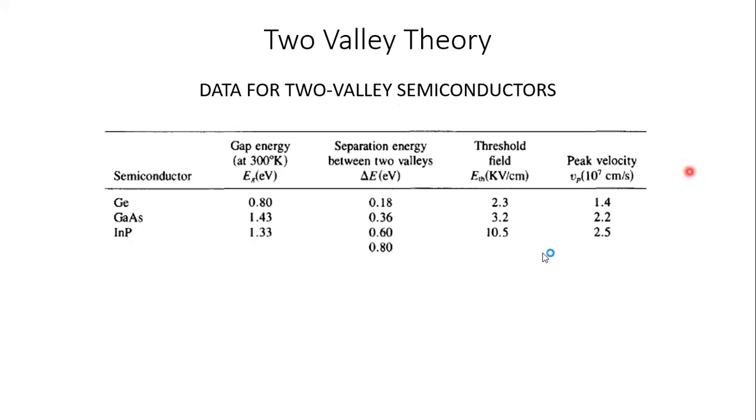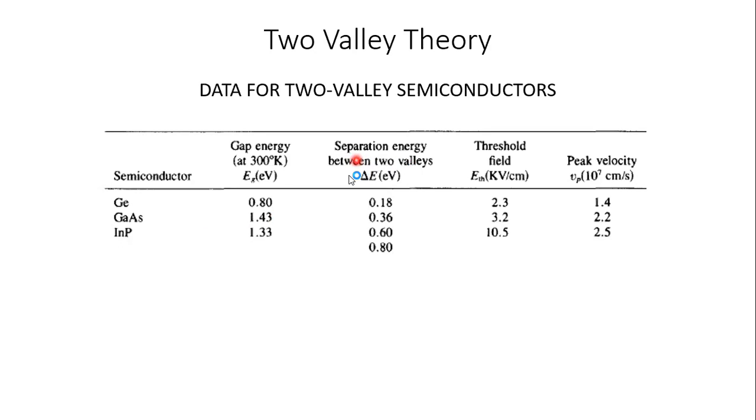So here there is a list of semiconductor materials having certain details, like band gap energy between the conduction band and the valence band. For germanium it is 0.8, for gallium arsenide it's 1.43. It is larger. Okay, so of course there will be less leakage if you are using gallium arsenide material for making a diode.